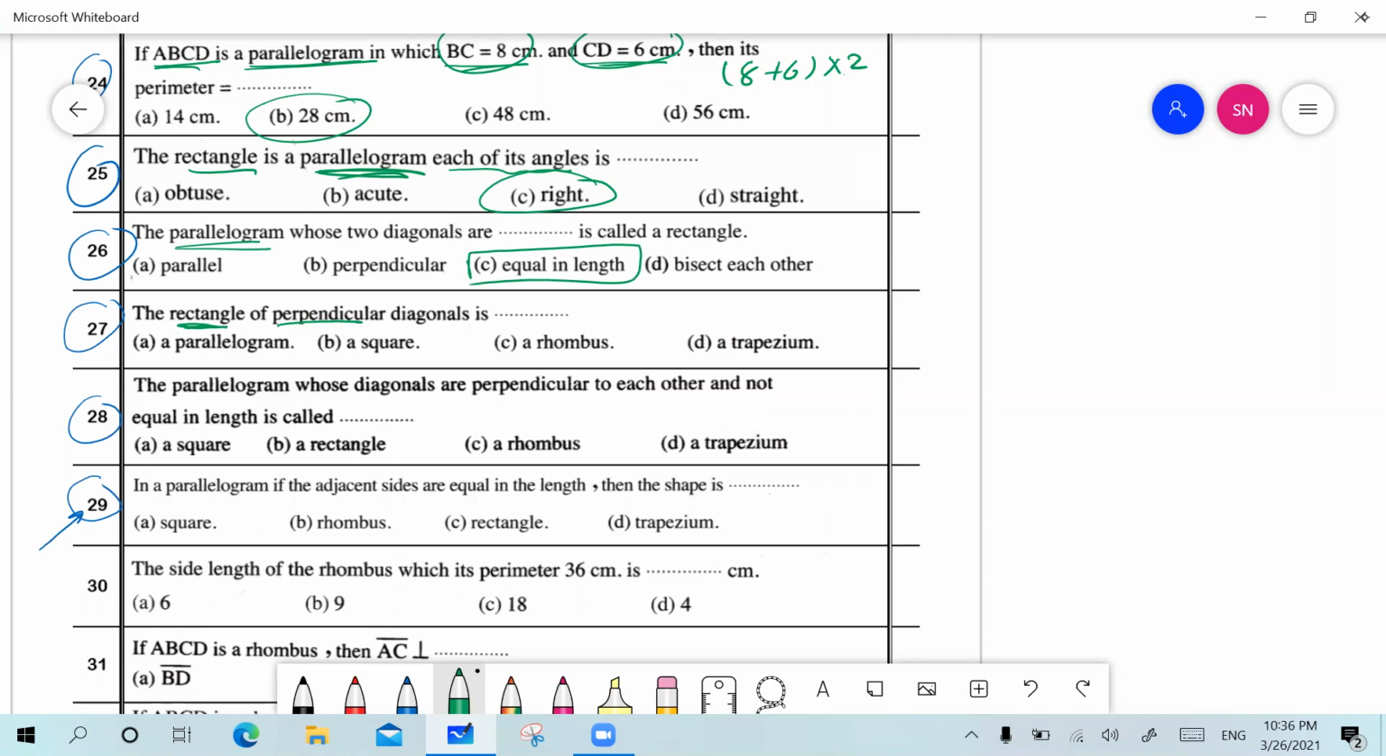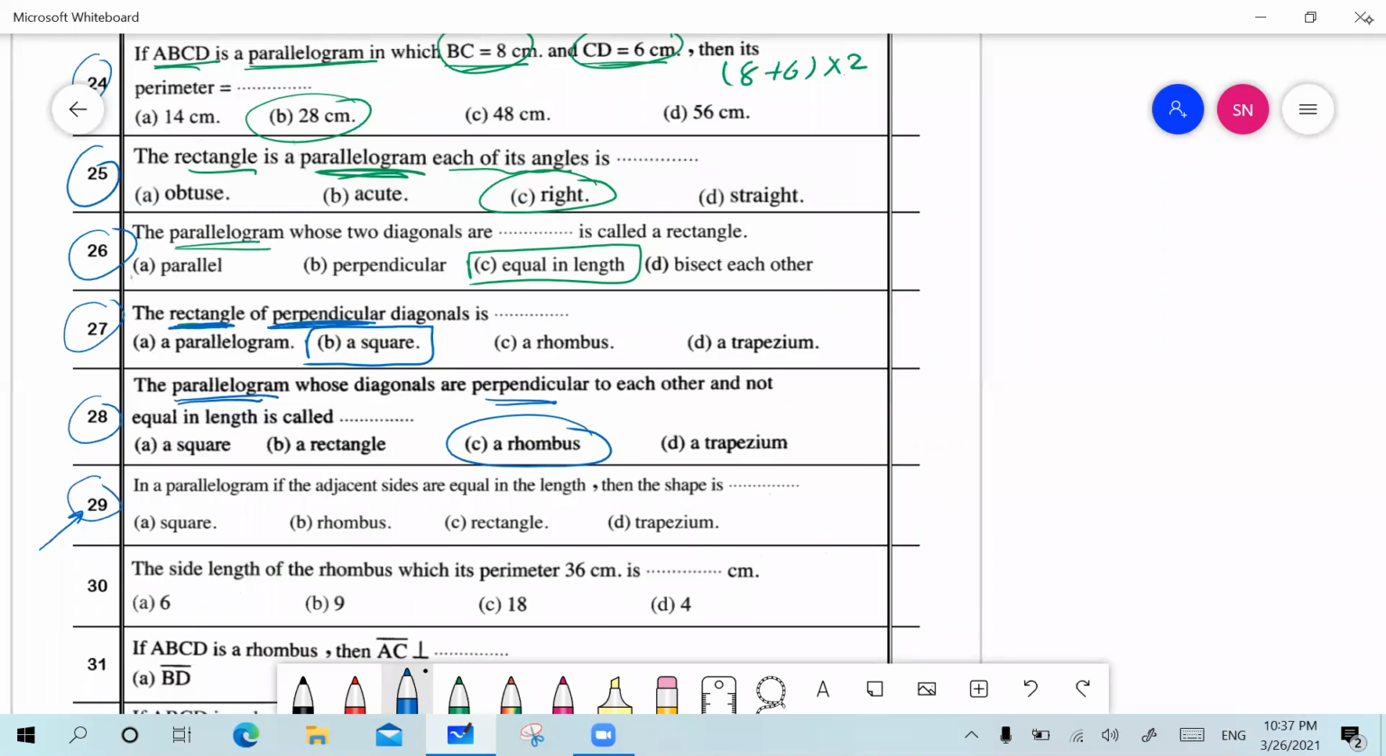Okay. A rectangle with perpendicular diagonals, Hussein? A rectangle gets perpendicular diagonals only if it is a square. Okay. The parallelogram whose two diagonals are perpendicular to each other and not equal in length is called, Mustafa, a rhombus. Exactly. Why didn't I say square? Because I have only one property added to the parallelogram. Thank you, Mustafa.